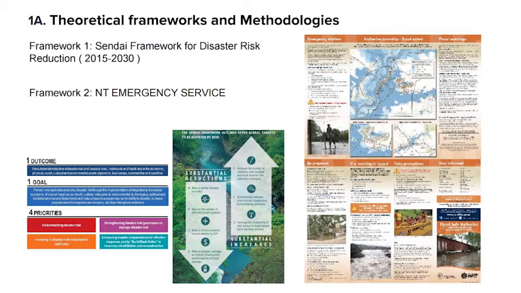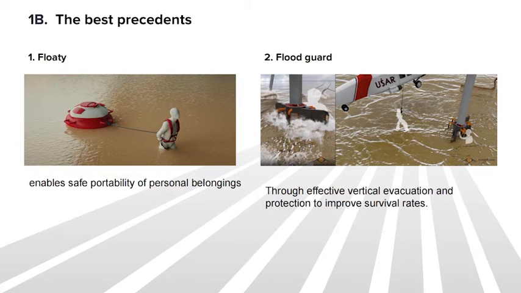The goal of these two frameworks is to reduce the loss of life, property, and culture in the event of disaster through economic, legal, and social means. These frameworks provide ideas and methods for people to solve emergency design problems. Then I found the best precedents in industrial design work.